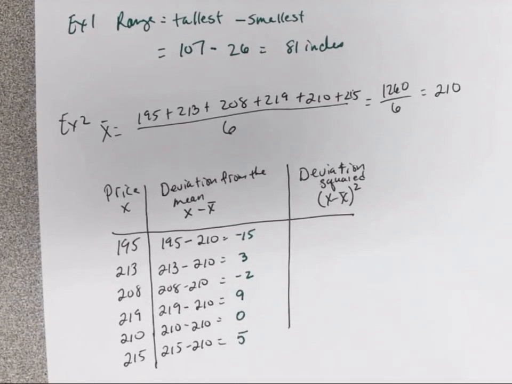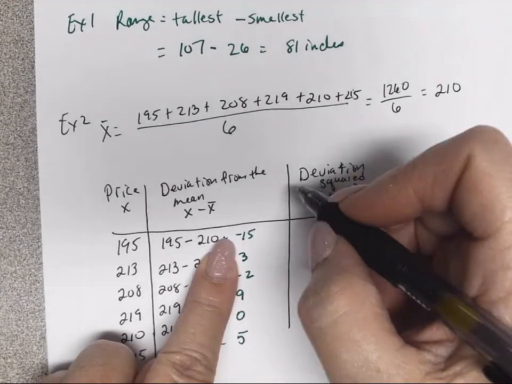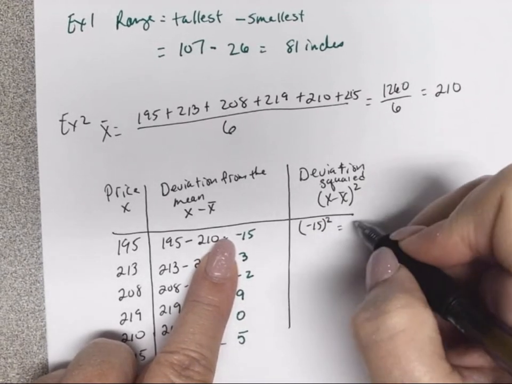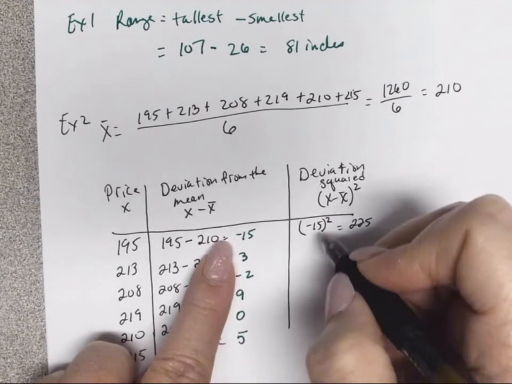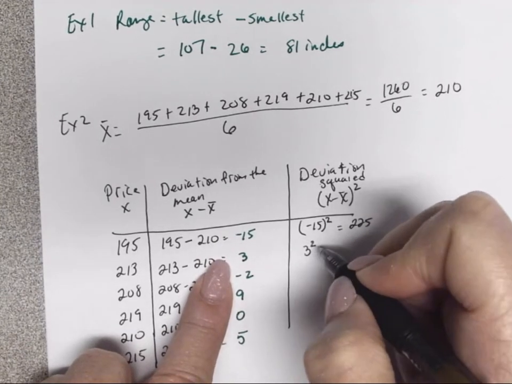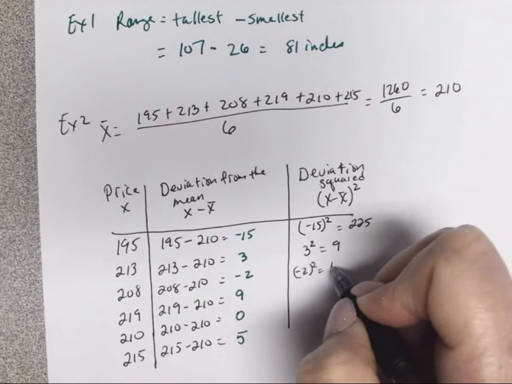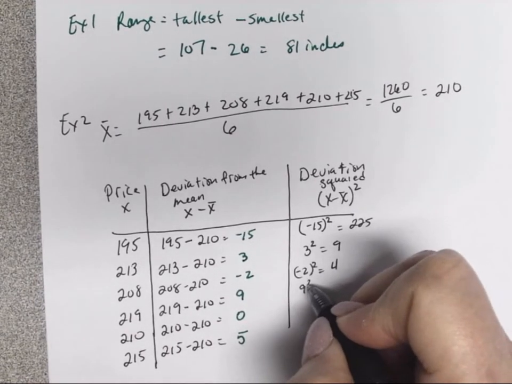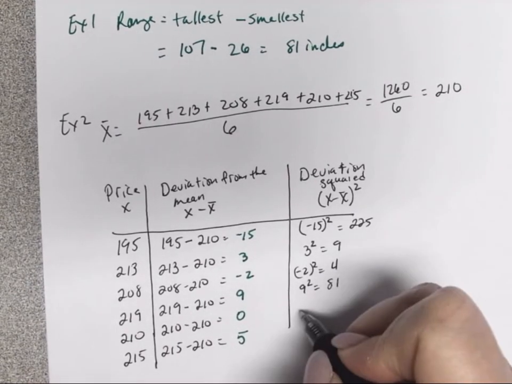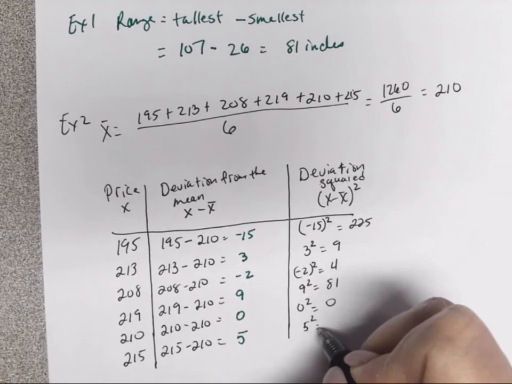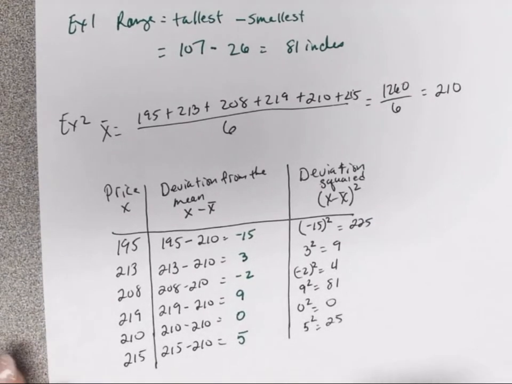Now what we're going to do is square each of these values. So negative 15 squared will get us 225. 3 squared is equal to 9. Negative 2 squared is equal to 4. 9 squared is 81. 0 squared is 0. And 5 squared is equal to 25.